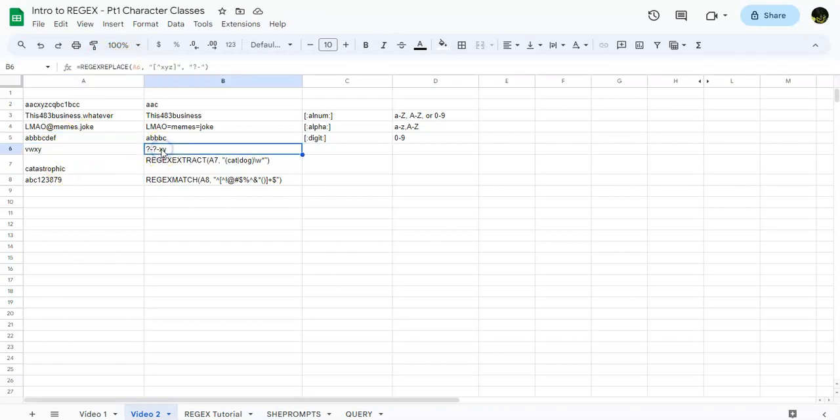Now, with the X, Y, Z, we've already covered that one, catastrophic. This one we kind of went into in another video. Reg extract. So we're going to do cat, pipe, dog. Remember, what does pipe mean? Pipe means or. So this is how you use this one for actual words. It's going to look for cat, or dog. Anything that has cat, it'll take it out.